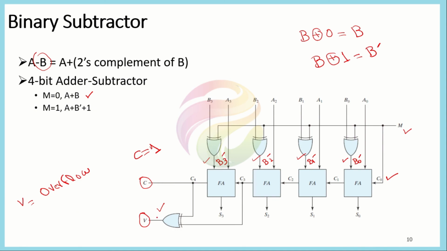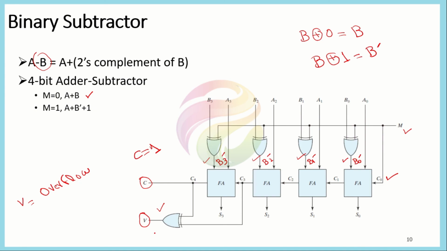For the signed case, V would be equal to 1 when the carry generated into the last bit and the carry generated out from the last full adder are compared. If they have different values, one is 0 and one is 1, then V is equal to 1. Otherwise, if both of them are the same, then V is equal to 0, which indicates that there is no overflow in the system.